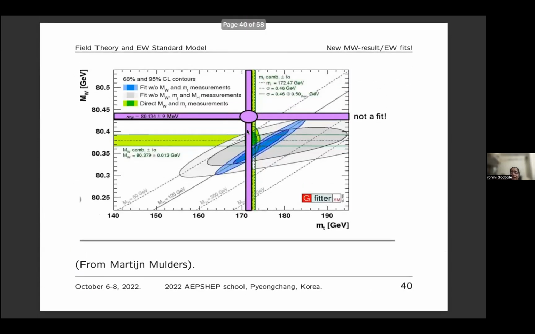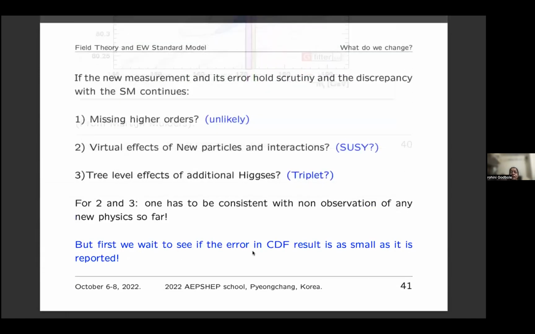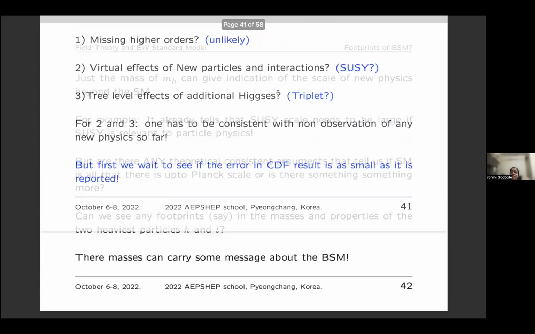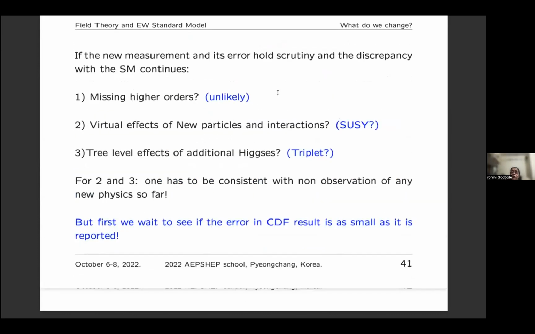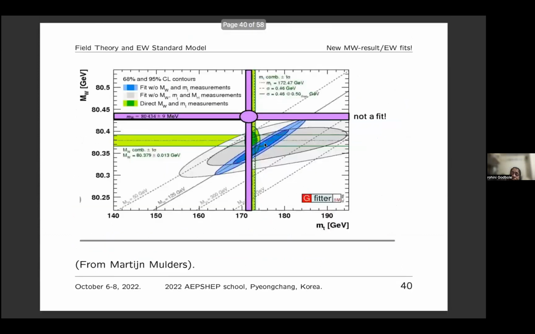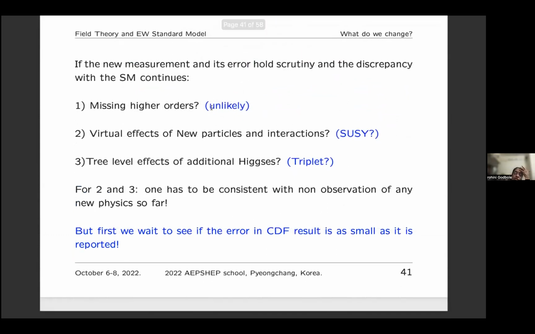Because the error is large, it will not affect the fit value too much. So this is the thing. So what have we learned? We have learned that just the mass of the Higgs can give us an indication of the scale of the new physics beyond the standard model, and that is because of this. The difference between these two is indeed telling us that the room for new physics is very, very small.